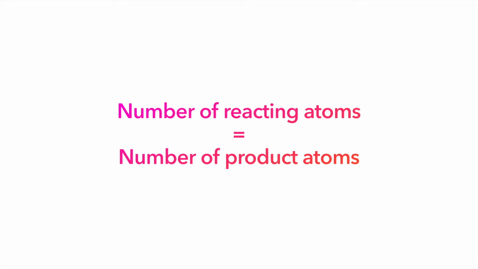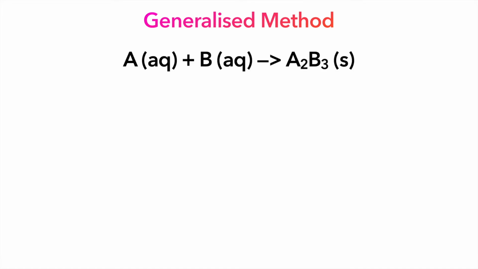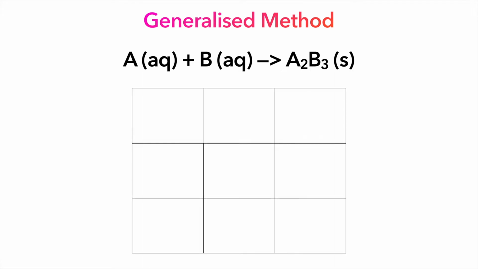Here's my generalized method of balancing equations. Say that we have the equation A plus B forms A2B3. To balance my equation, I first draw up a quick table with 3 columns. I write down all the elements that appear in my equation down the left-hand column, and I label the 2 rightmost columns R for reagents and P for products respectively.